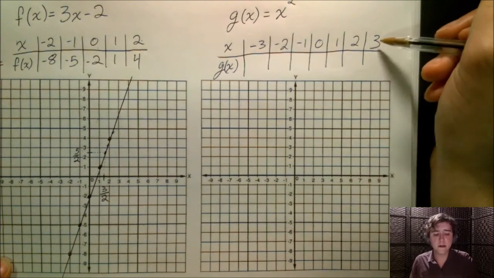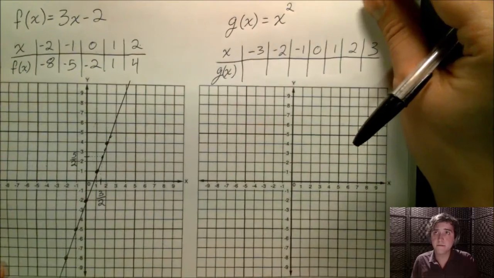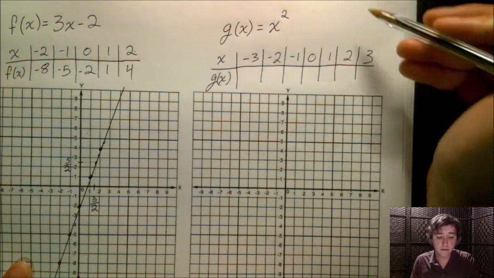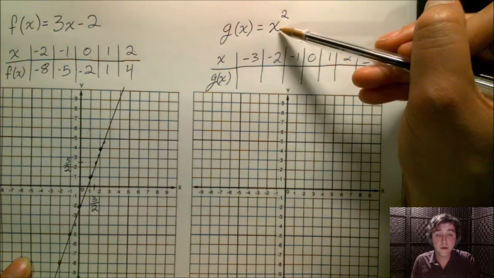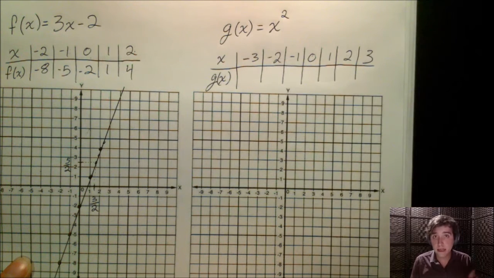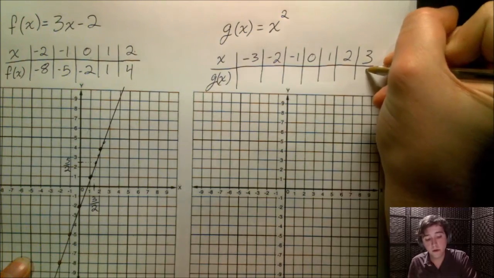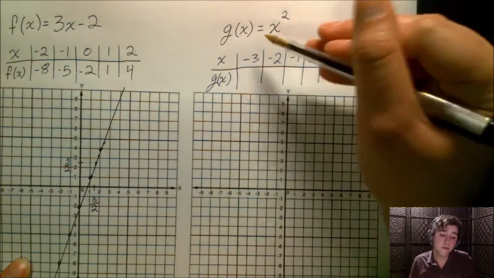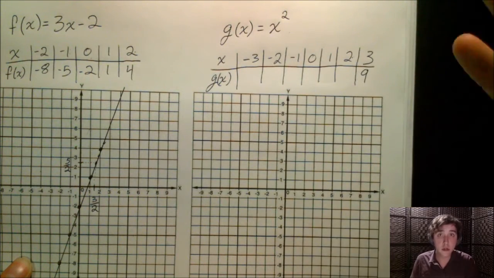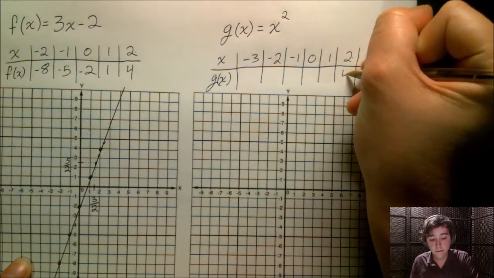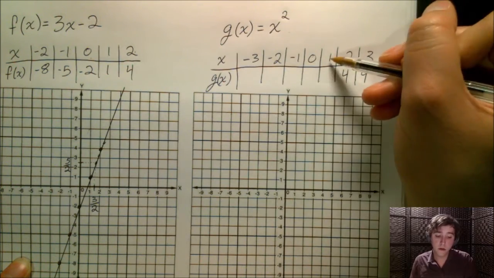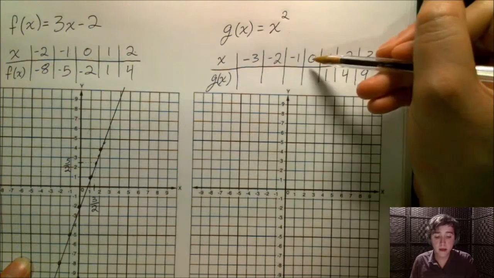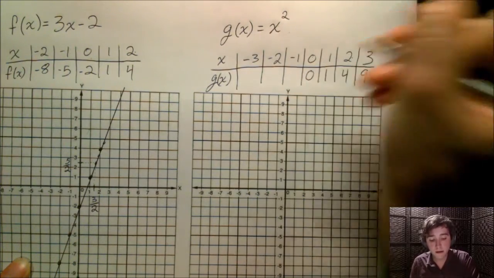And just for fun, let's start over here at the positive end this time. So if we use 3 for our input, okay, 3 squared, or 3 to the second power. Remember, that means 3 times 3. So we're going to get 9. Okay, if we use 2 for our input, 2 to the second power, or 2 times 2, is 4. 1 to the second power, 1 times 1 is 1. And 0 to the second power is 0.